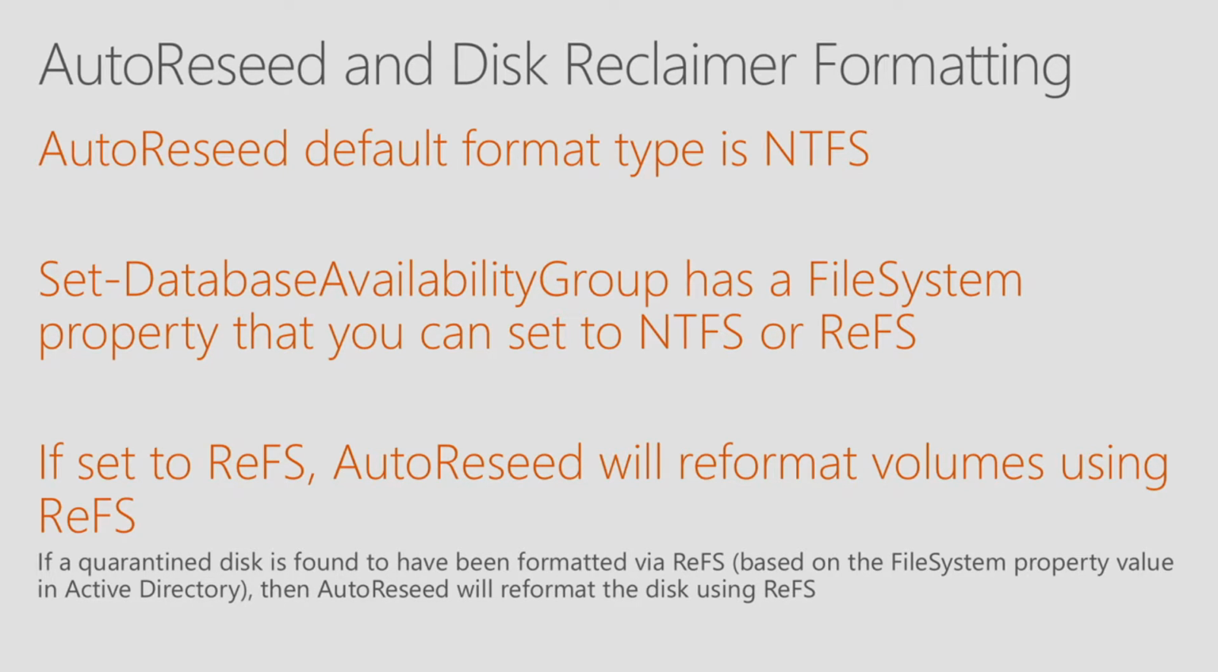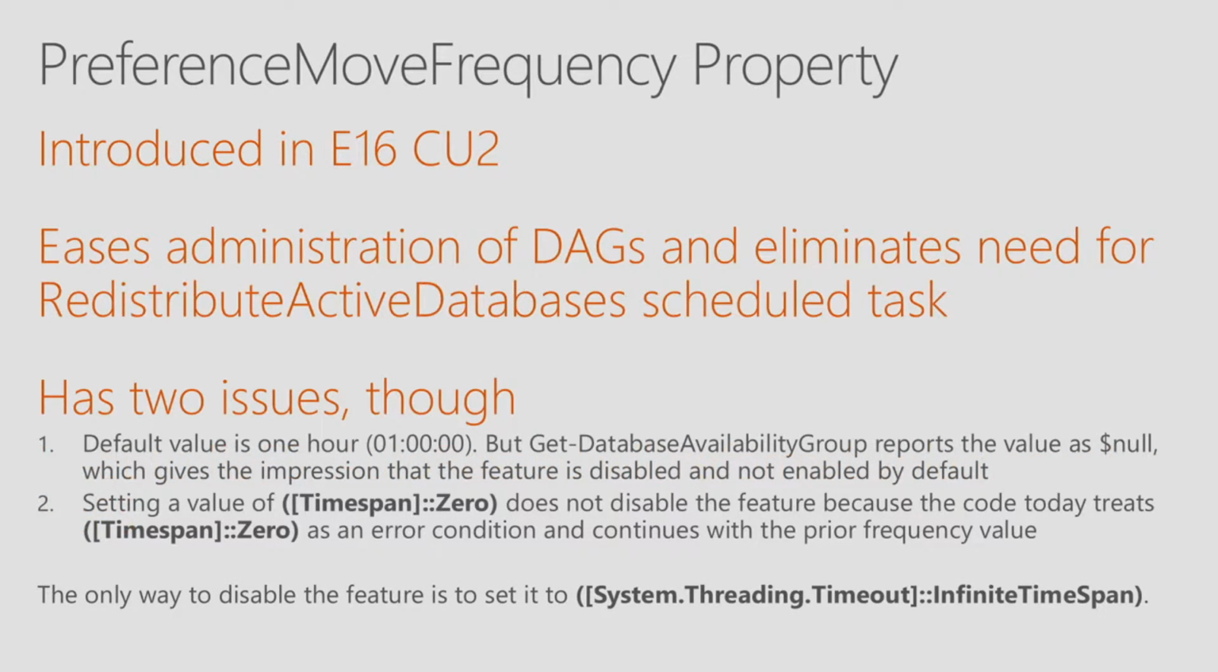We also introduced in CU2 this preference move frequency property. So many of you might be aware that for a couple years now, we've had this redistribute active databases script that we ship in the box. Just simply due to the inherent nature of DAGs, with database copies being activated and failovers and switchovers happening, DAGs become what we call unbalanced.